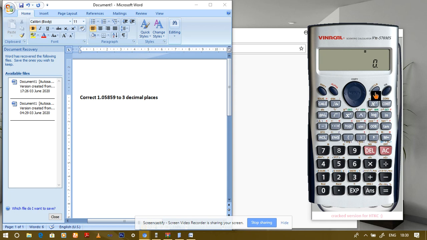We go to mode. Press our mode 5 times: 1, 2, 3, 4, 5. Now we have FIX, SCI, then NORM. Now FIX is for solving decimal approximation. So I press 1. 0 to 9 means how many decimal places is the question. It's here, 3 decimal places. So I press my 3. Now the calculator is ready to receive the question.